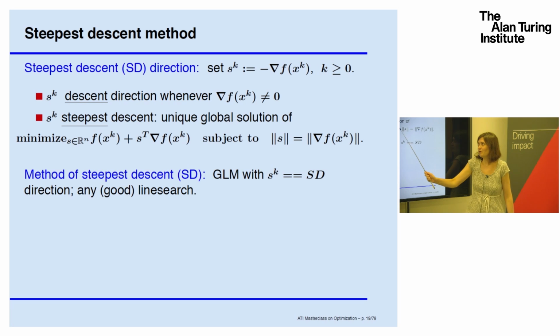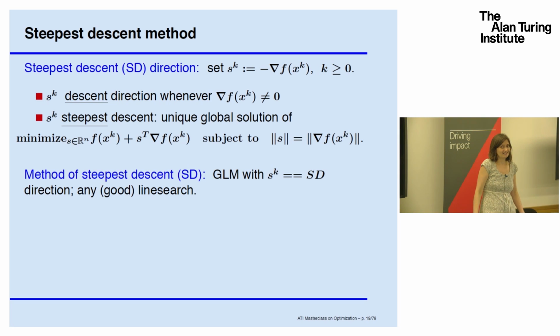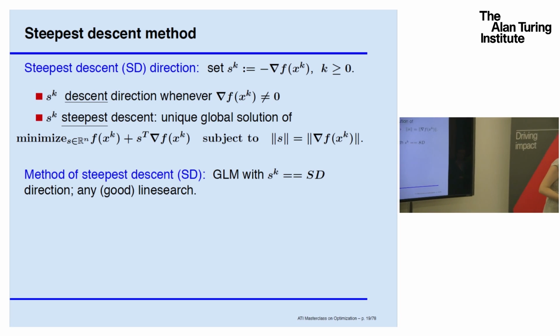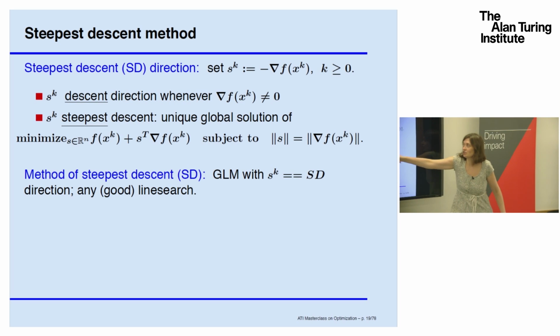Why do I put this constraint here? Why do I say the length of s has to be something? You can make it minus infinity, that's right, because this is a linear model. If you think of the tangent I drew here, this goes to minus infinity. So if I didn't have a normalization constraint, this wouldn't be well defined. But I can have anything here, and it will still give me a multiple of the negative gradient as the solution of this problem.